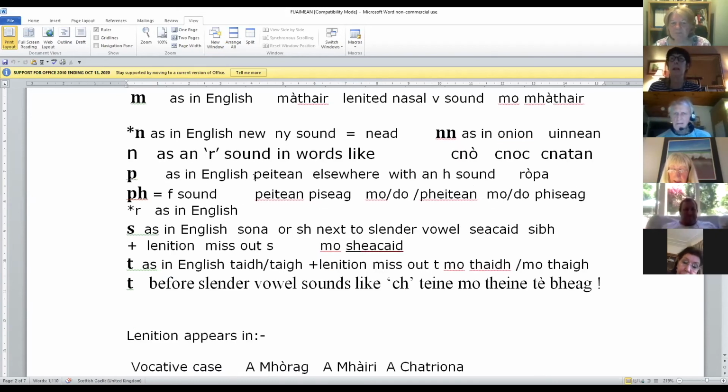P as in English, pechjan. And sometimes you have this itch sound again, the silent lenition in front of the P for the word rope. There's an itch sound in there between the O and the P, and you go rope.